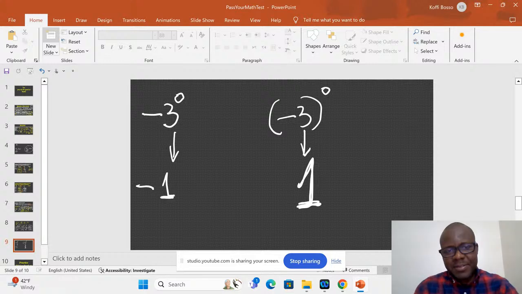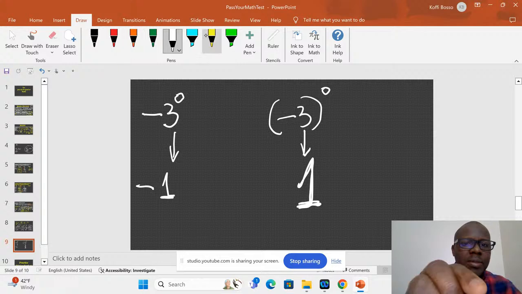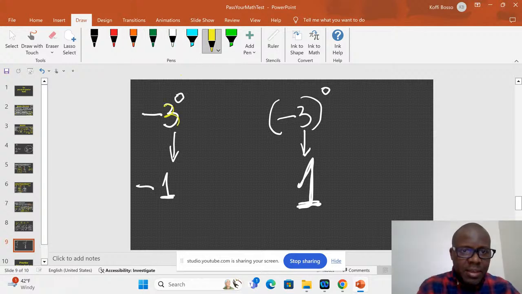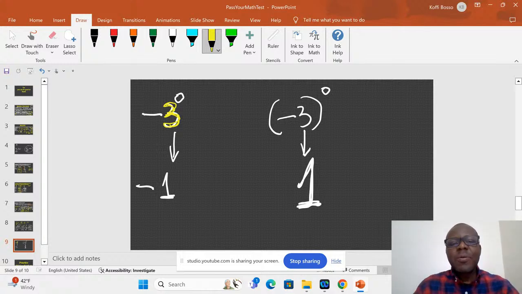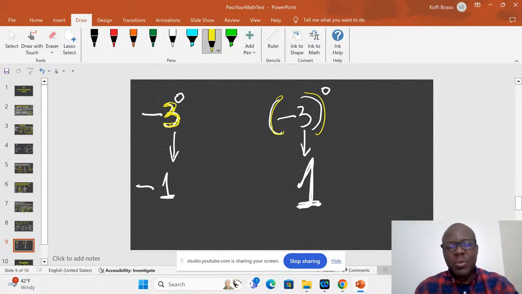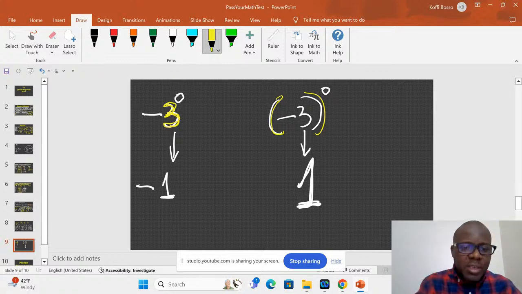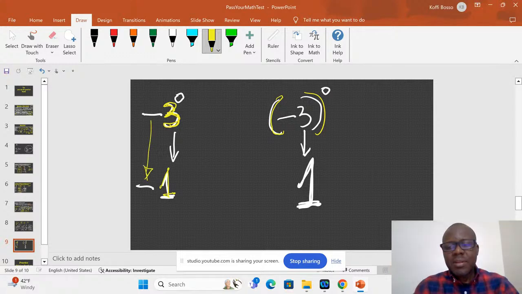Understand that only the 3 is raised here to 0 power. Only the 3. The negative sign is not included. Here, the negative and the 3 together are raised to 0. That's why it's 1. But in this case, only the 3 is raised to 0 power. So 3 raised to 0 power, yes, is 1, and you keep the negative sign.